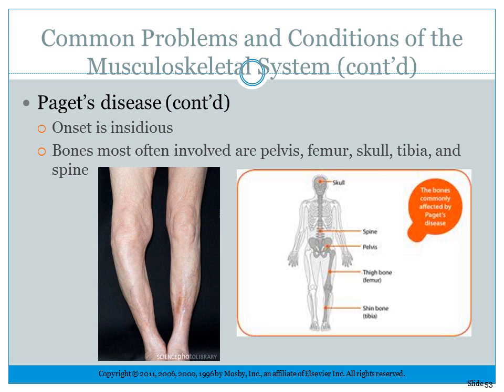We can see from the diagram here that the bones that are most often involved include the pelvis, the leg bones, the skull, and of course the spine. The onset is insidious. It does most often occur in men older than the age of 40. Many of the individuals with Paget's disease have at least one relative with the disease as well, so perhaps there is some sort of genetic predisposition.